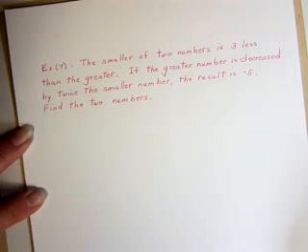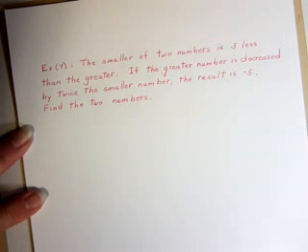More number problems. Day 2. Example 7. The smaller of two numbers is 3 less than the greater. If the greater number is decreased by twice the smaller number, the result is -5. Find the two numbers.